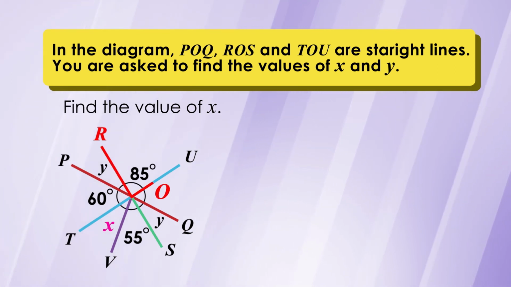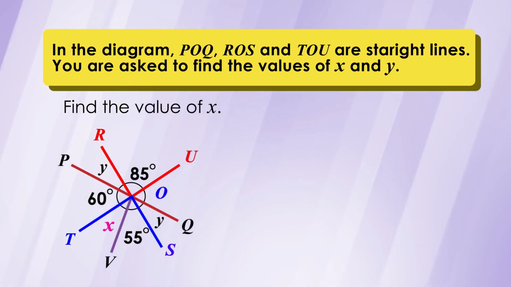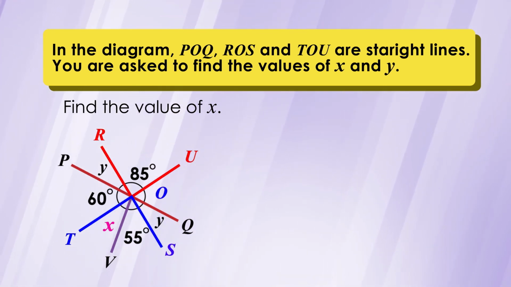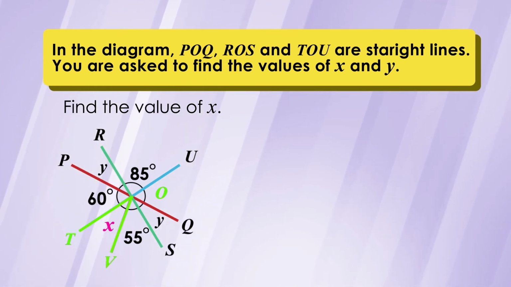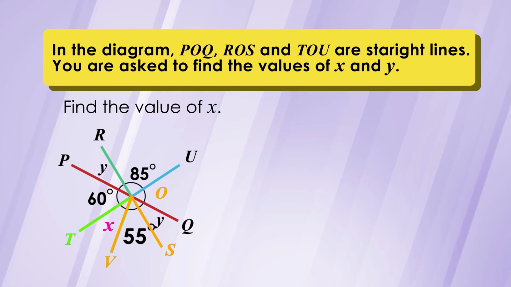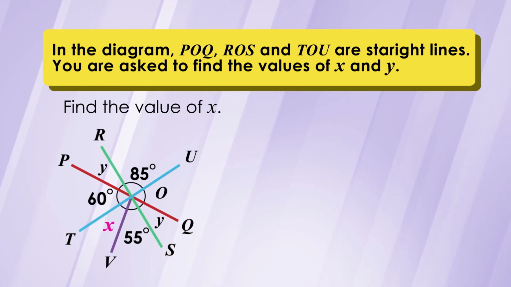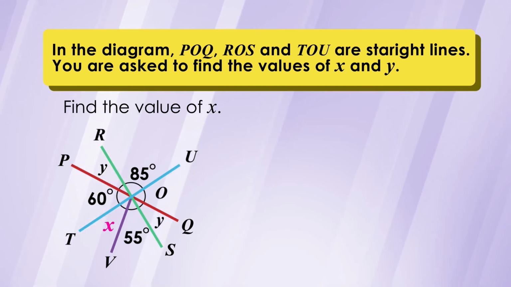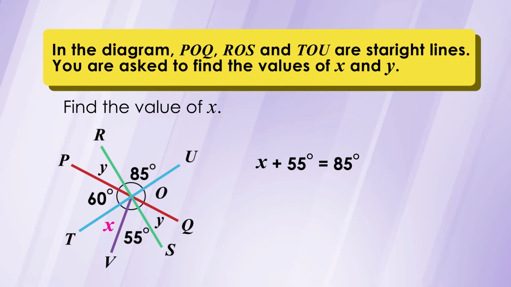Since the angle ROU and angle TOS are vertically opposite, they have the same value. Now that we know the sum of angle TOV and angle VOS equals 55 degrees, can you suggest one equation to represent the relationship? Excellent! X plus 55 degrees equals 85 degrees.